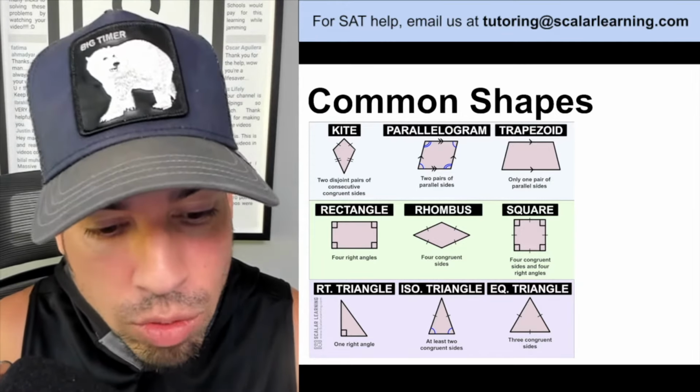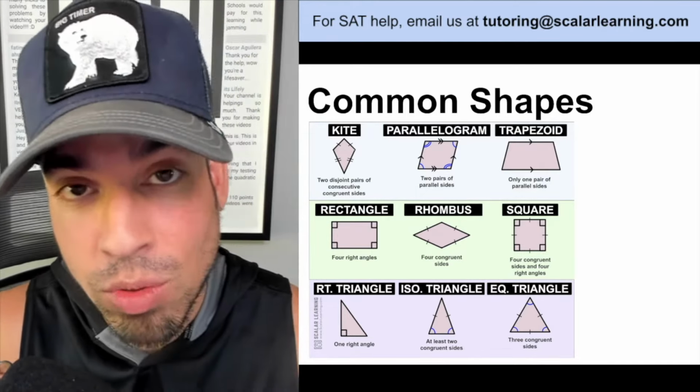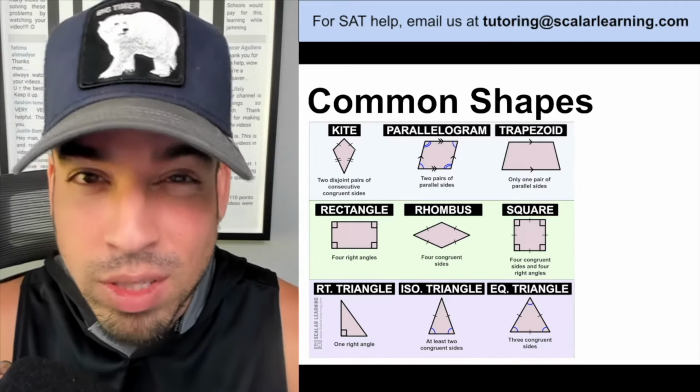And in the equilateral triangle, all 3 angles are congruent. And that also means, since all the angles add up to 180, that all 3 angles equal 60 degrees.